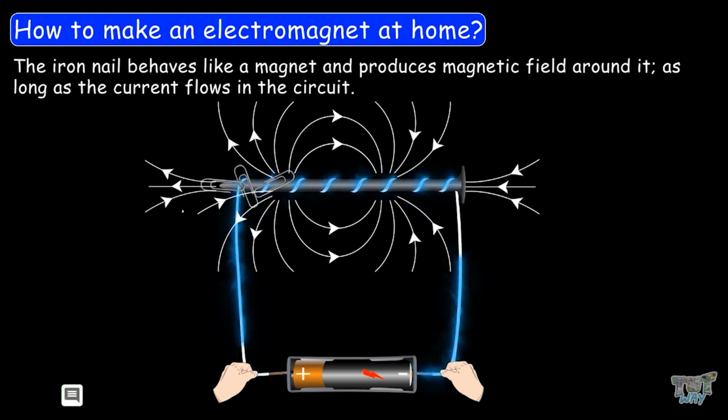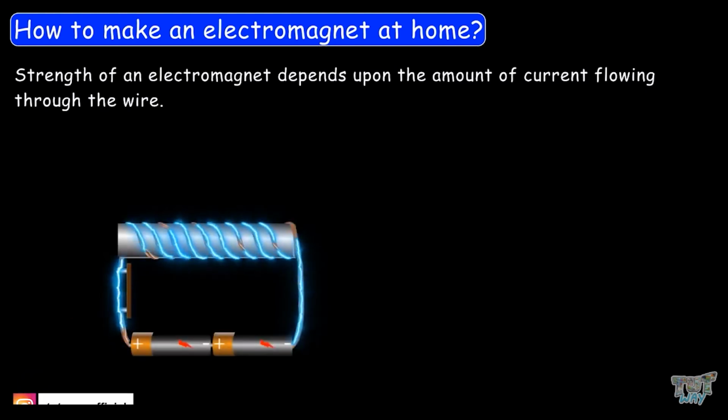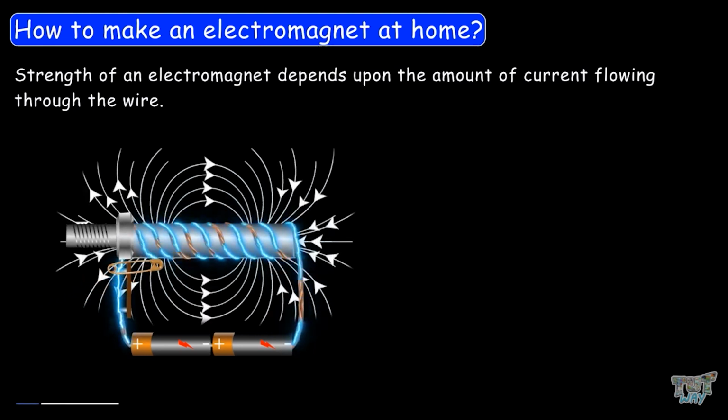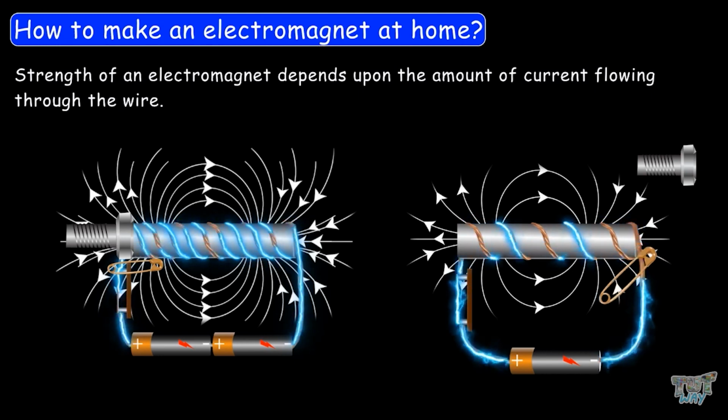As we have discussed earlier, the strength of an electromagnet depends upon the amount of current flowing through the wire. If we increase the amount of current flowing through the wire by changing the battery, the strength of the electromagnet increases. Whereas, if we decrease the amount of current flowing through the wire by changing the battery, the strength of the electromagnet decreases.